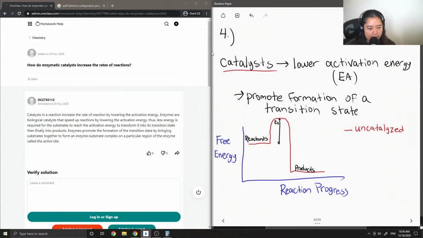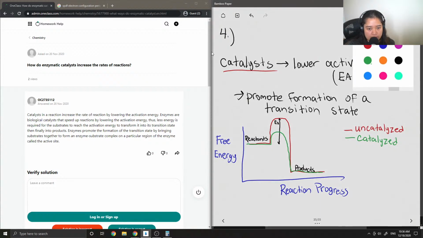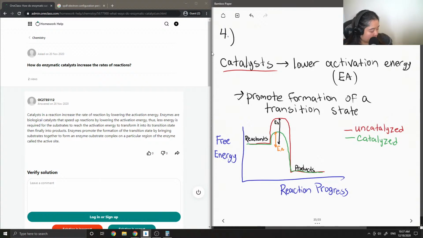But when we have a catalyzed reaction, which I'll show in green, it lowers this activation energy to make the reaction happen a little faster. So this will be catalyzed. And you can see that the activation energy is decreased. Okay, so that's how catalysts work.